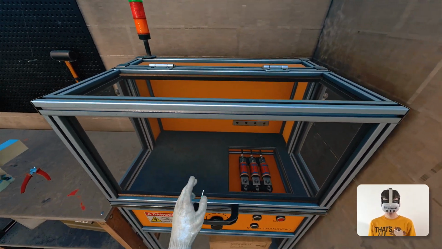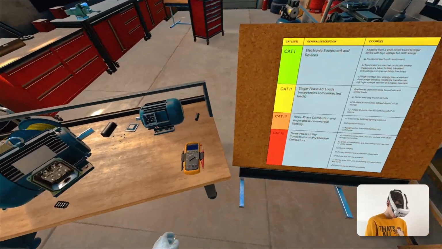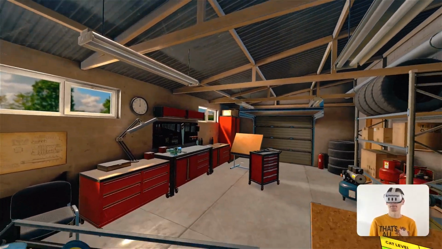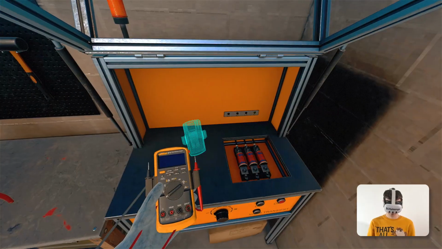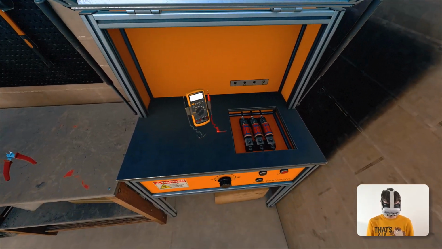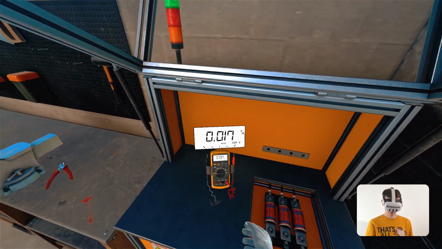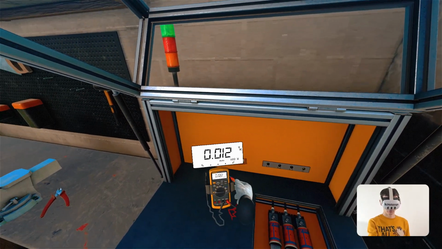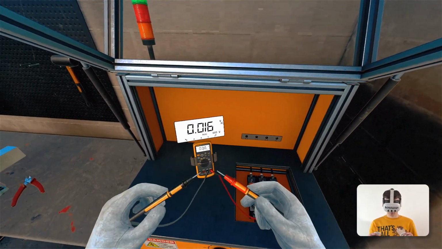Next, we have a dual-rated multimeter with CAT 3 1000V and CAT 4 600V ratings. Place it inside the cabinet and set it to the voltage function. Our dual-rated multimeter is nearly set for action. Now grab the dual-rated test leads.